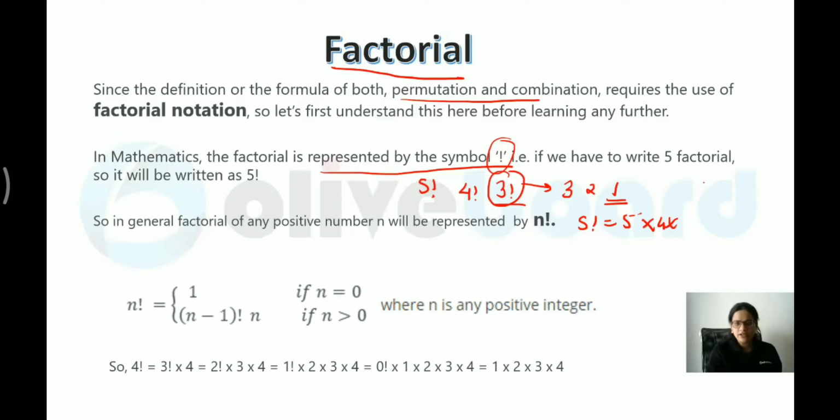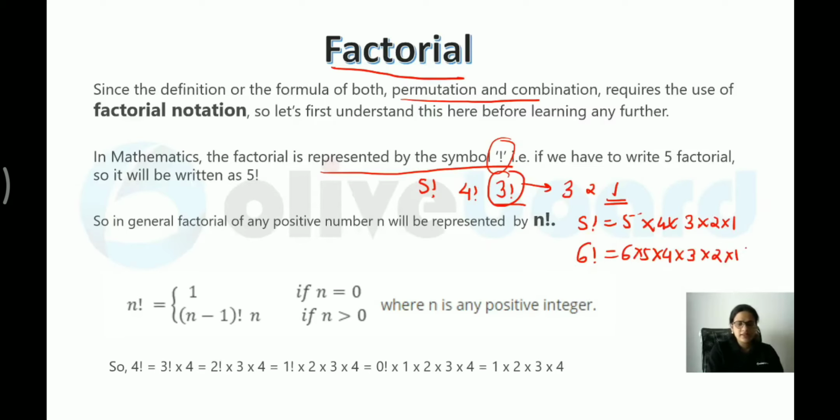Are you getting it? So like this, you have to multiply all the numbers over here till 1. I hope all of you are getting it. Now, similarly, if I have to calculate 6 factorial over here, you have to again multiply from 6 till 1. Whatever number you are writing, you have to multiply them till 1. I hope all of you are getting it.